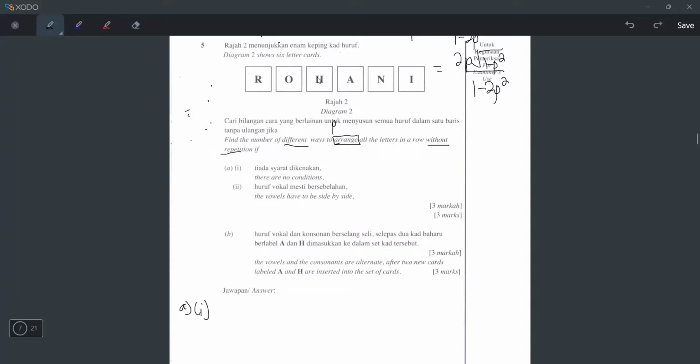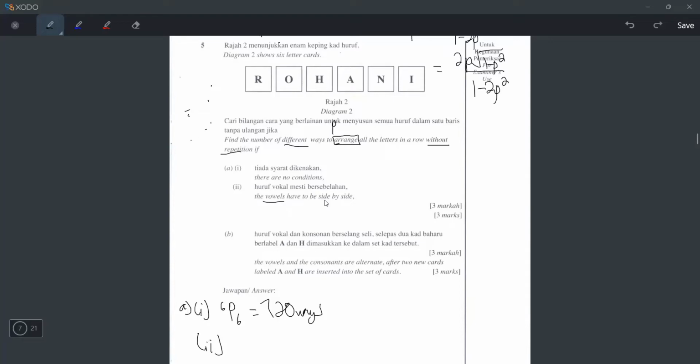Okay, every letter is different, right? There's only one R, one O, one H, one A, one N, one I. So the formula is 6 factorial, or you can also say 6P6. Right? So the answer is 720 ways. Right? That's the answer.